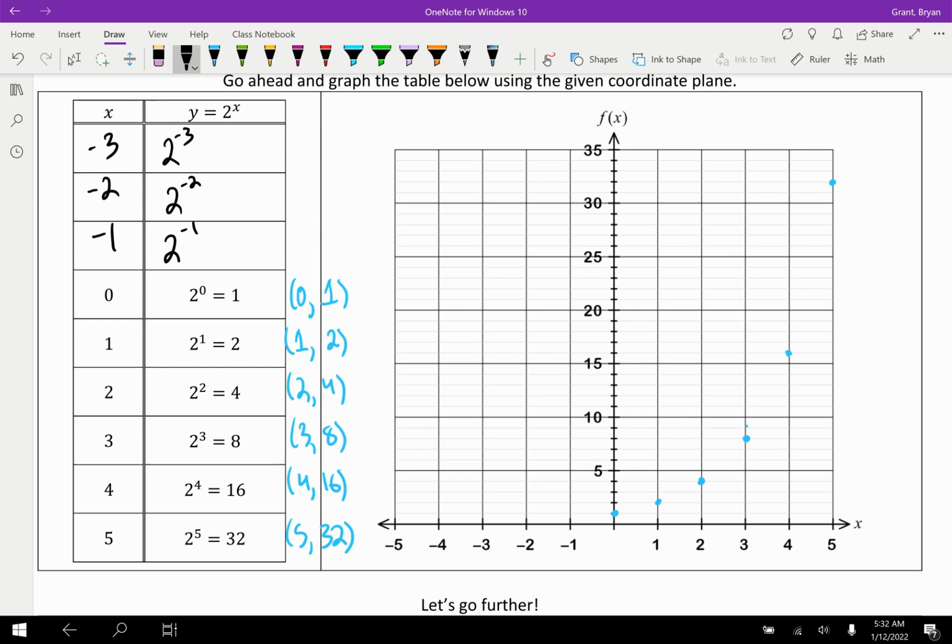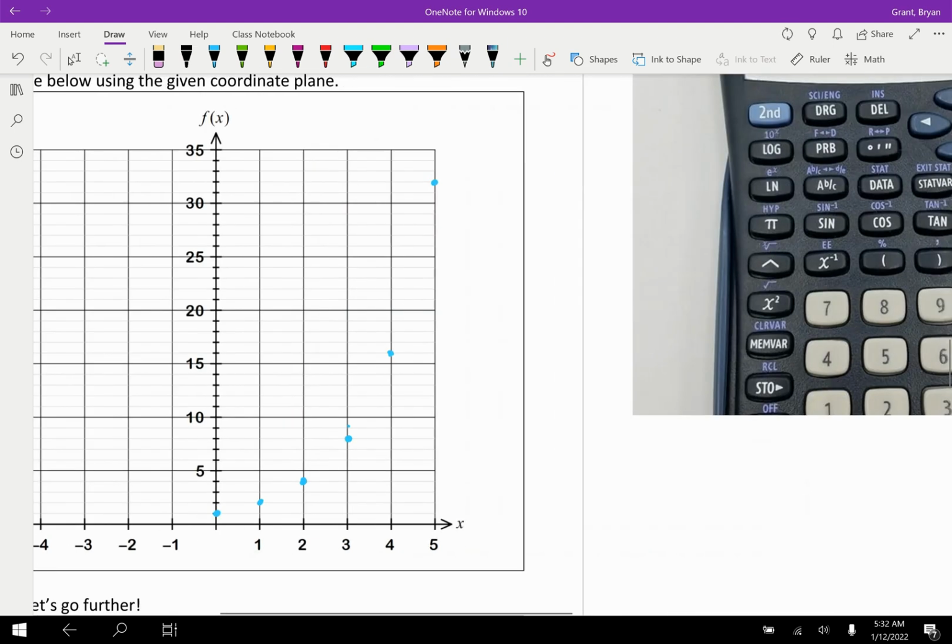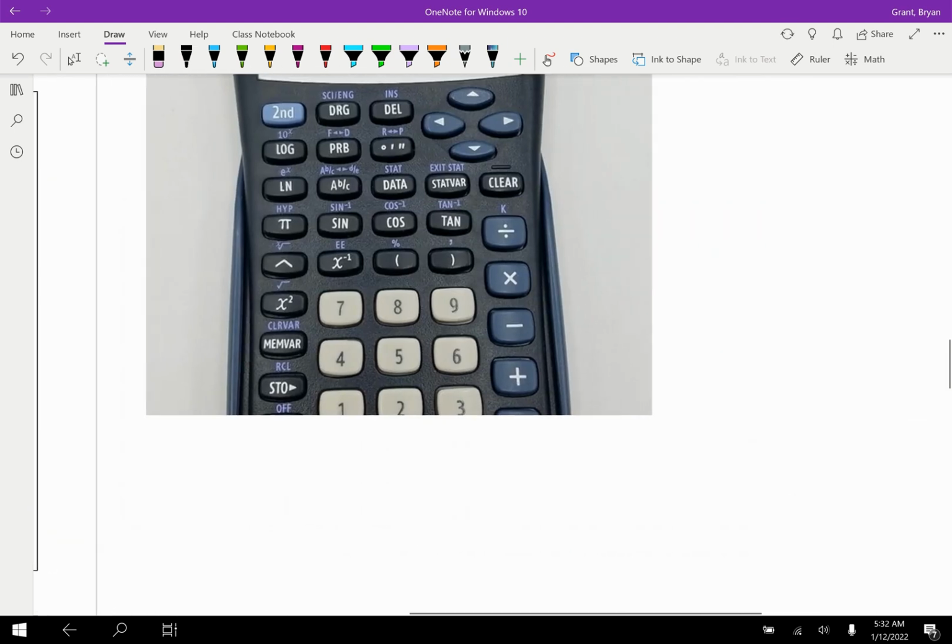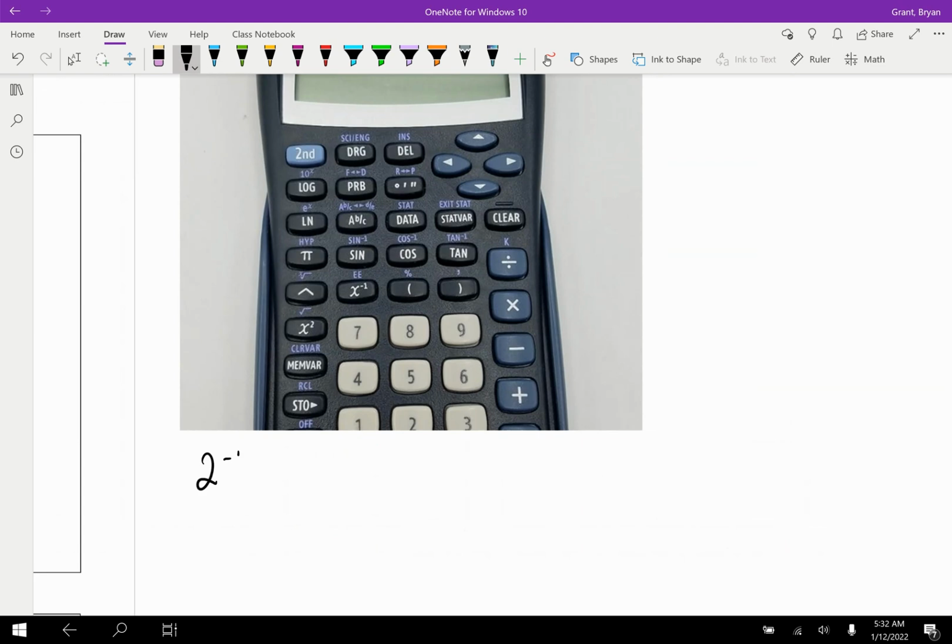Okay? And I think a lot of you will probably use your calculator for this, which is okay. We're going to learn a couple tricks on the calculator, but we should also know how to do this by hand, and so I'll show you that in a second too. If we wanted to do 2 to the -1st on your calculator, here's what we're going to type in to do 2 to the -1st, and I'll show you.